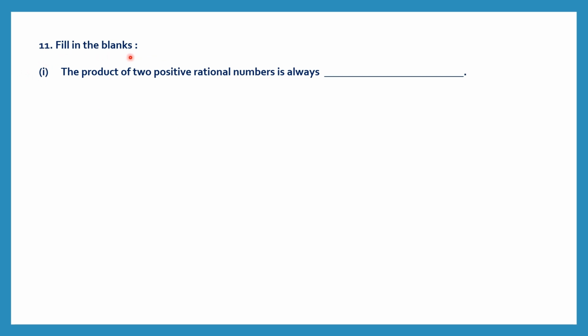Question 11, fill in the blanks. The product of two positive rational numbers is always, okay, now let's take two positive rational numbers. 2 by 3, product means you multiply into 1 by 4. Let's multiply and see. Now here I can cancel 2 2s are 4. What do I get? 1 by 3 2s are 6. That means I took two positive rational numbers and my answer is positive. So the answer to this is the product of two positive rational numbers is always positive.